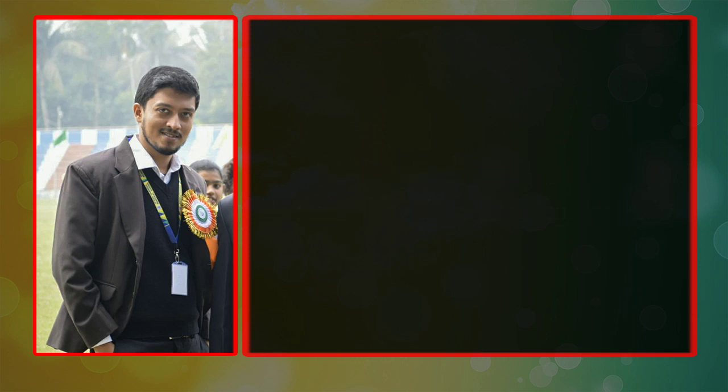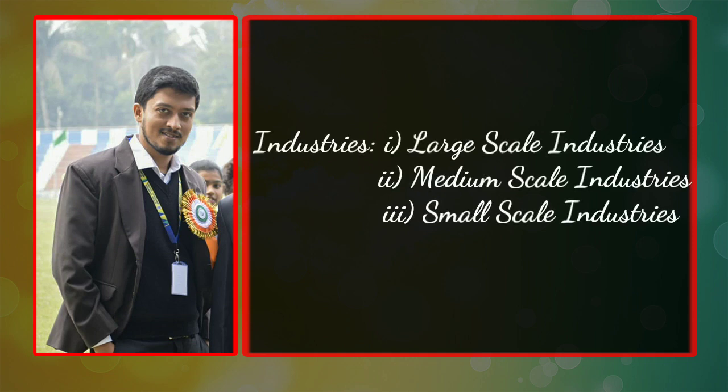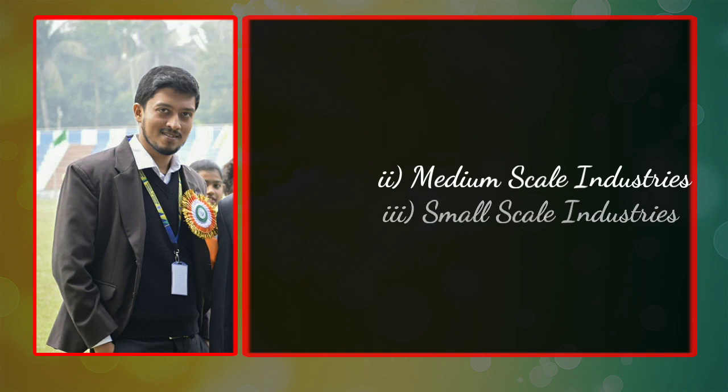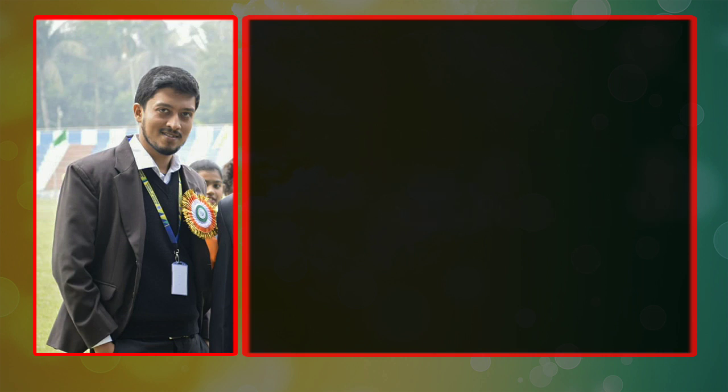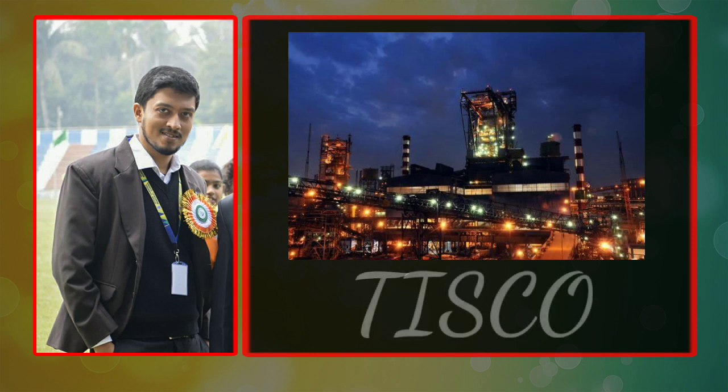I guess you all know that industries are divided into large scale industry, medium scale industry, as well as small scale industry. At the time of independence, large scale industries were very few. They were hardly countable in number. Like Tata Iron and Steel Company, TISCO, which is there in Jamshedpur, is that particular industry which was there from the pre-independence era.